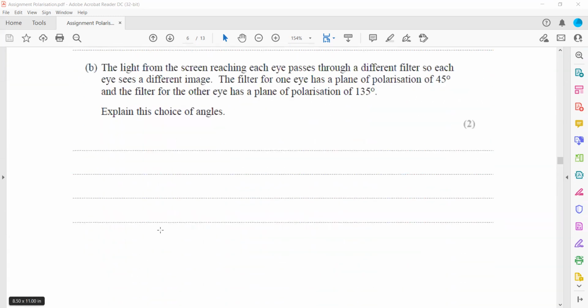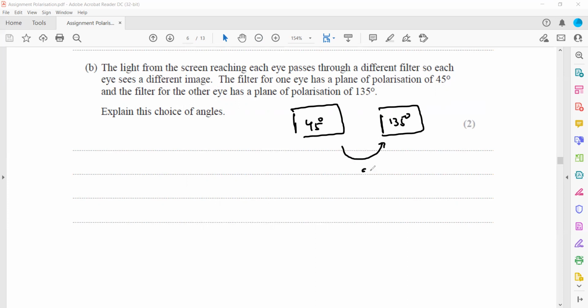The second part, the light from the screen reaching the eye passes through the filter so that each eye sees a different image, and the filter on one eye is placed at 45, another one at 135. Explain this choice. So if one of the filters is at a 45 angle, the other filter is at 135. What is the difference between them? The difference in the angle is 90.